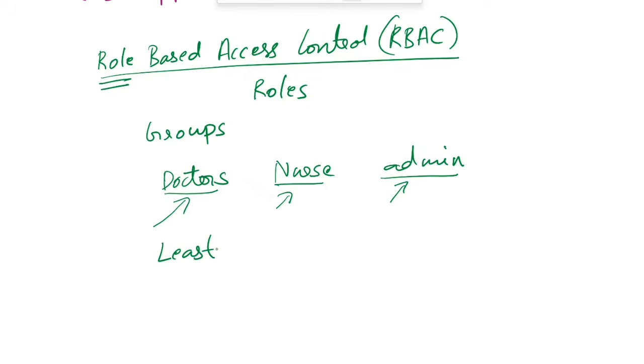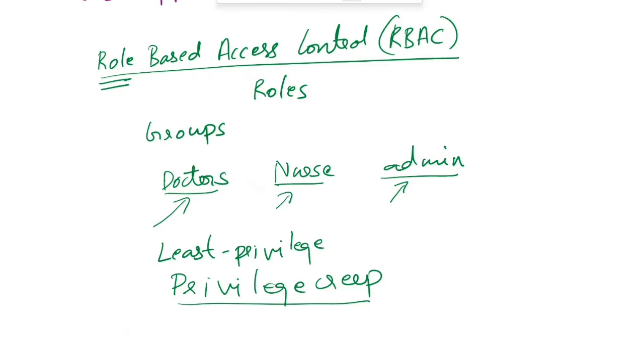RBAC helps to enforce the least privilege principle, okay? As it ensures that the employees are only granted access to resources that they need to perform their job functions. This also prevents what is called privilege creep. Privilege creep is the gradual accumulation of unnecessary or excessive access privileges that are granted to any user over time. This usually occurs when users change their roles within an organization or as their responsibilities evolve.